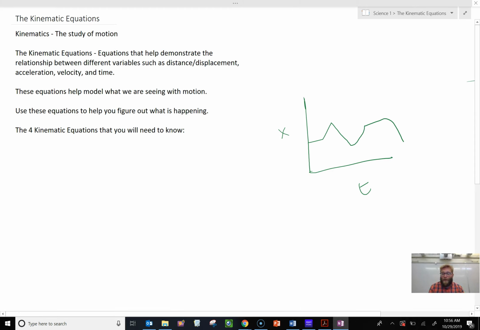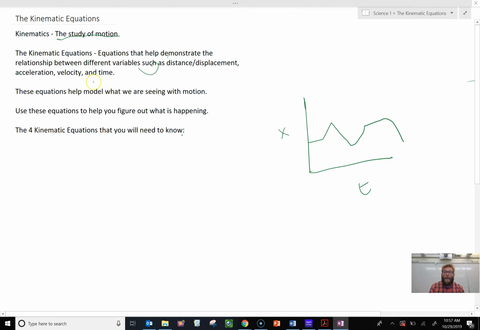That's what we've been doing so far, talking about how things move, and essentially kinematics is just the study of motion. Kinematics has the physics association with the process of moving and how objects are going from one place to the other. So we're just studying motion as a whole.